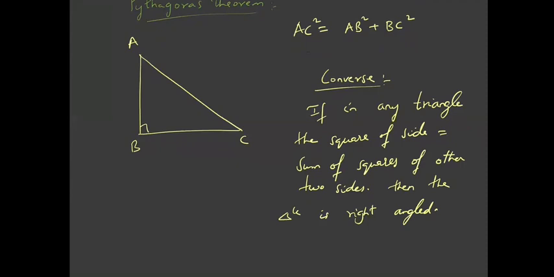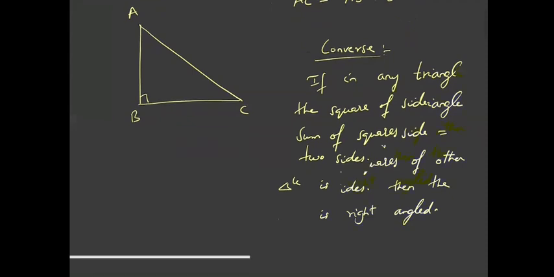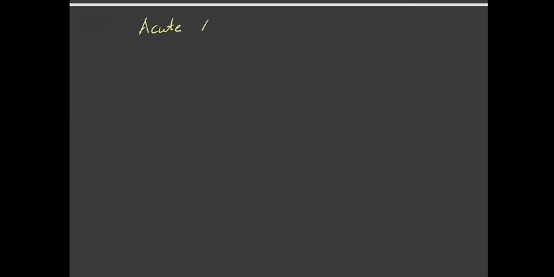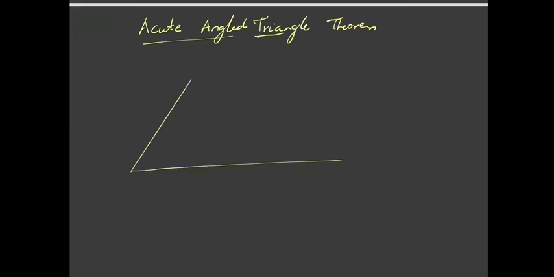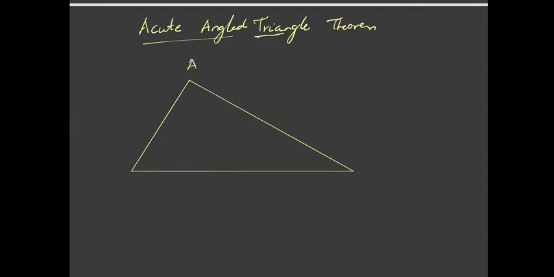Now let us discuss what are acute angled and obtuse angled theorems in a triangle. First, let us discuss the acute angled theorem. Say we are given an acute angle triangle ABC. So here the triangle is an acute angle triangle.